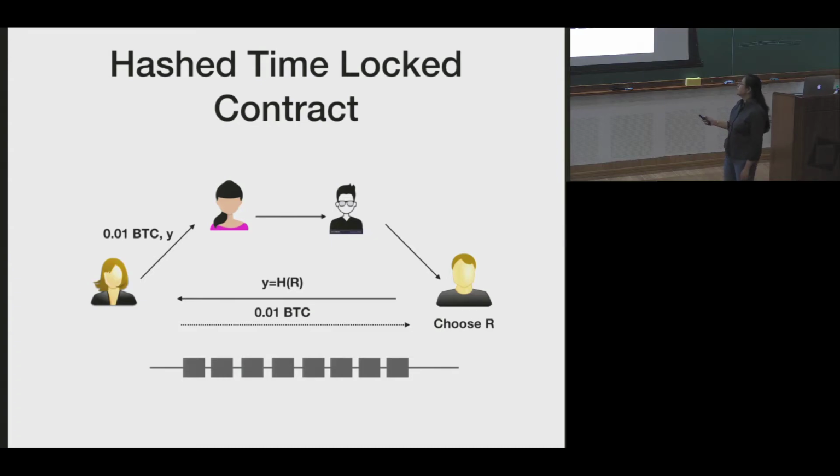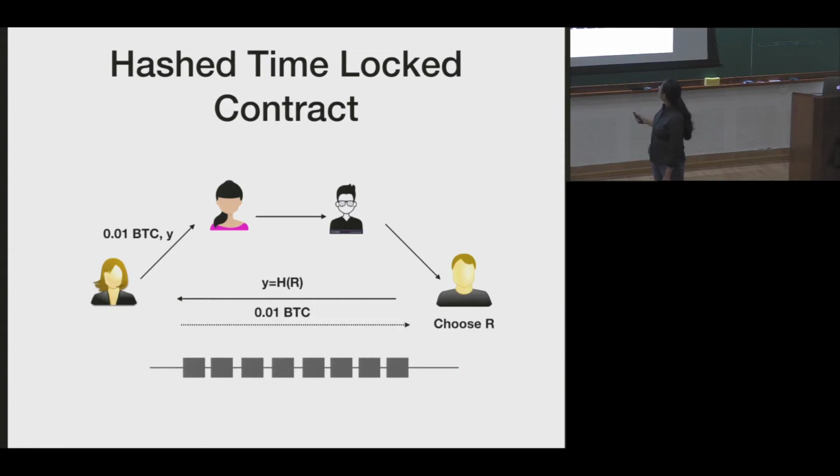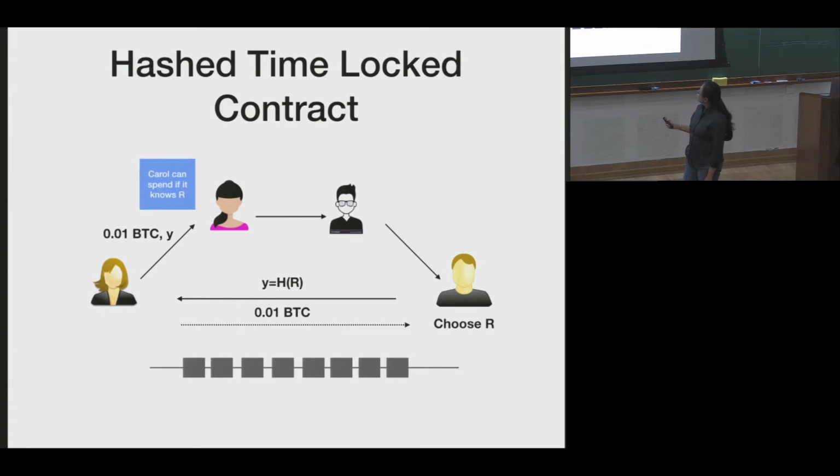And what Alice does is enter into a contract with Carol, saying that, look, Carol, I will give you 0.01 BTC if you know this R such that H(R) is equal to Y. So Alice signs a contract with Carol saying that I will give you 0.01 BTC that you can spend only if you give me some R such that the hash of R is some value Y. So I will give you Y, and you have to give me R, which actually hashes to this value. Essentially what we are trying to enforce is that Carol should have some information with her in order to claim that money.